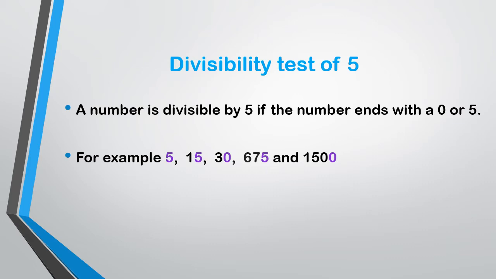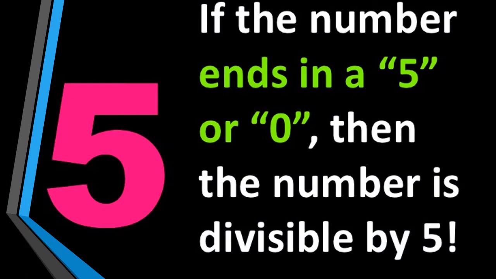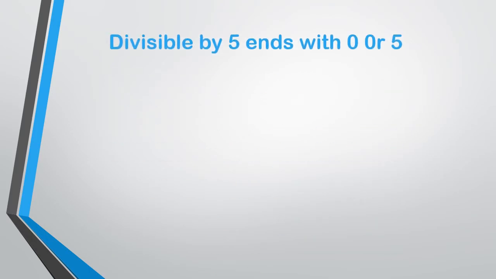So if the number ends with 0 or 5, then that number is divisible by 5. Okay, divisible by 5 ends with 0 or 5.